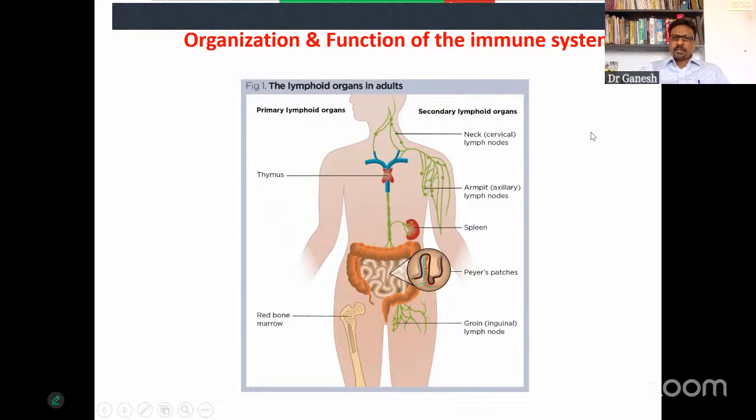On the other hand, there are the secondary lymphoid organs. These include the lymph nodes, which are located in various regions of the body, like the neck region, armpit, as well as the groin region. In addition to that, the spleen also acts as a secondary lymphoid organ, as do the Peyer's patches within the intestine. Even the appendix is considered one of the secondary lymphoid organs. In general, these are all considered as gut-associated lymphoid tissues.